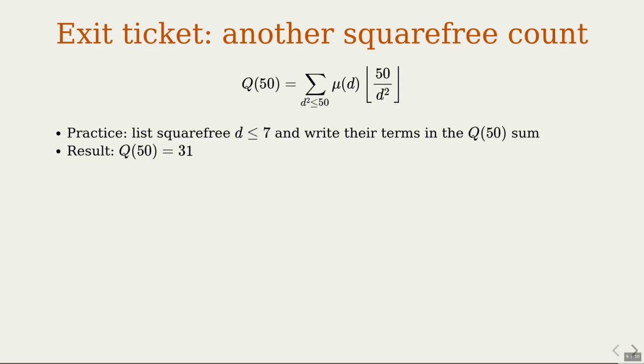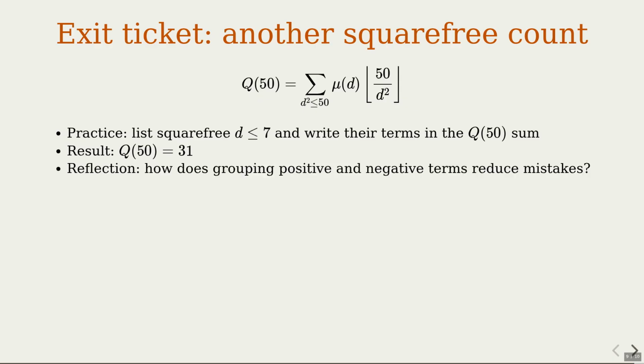and 50. When I group the positive and negative contributions separately, even for Q of 50, it feels easier to add them and to see how cancellation is happening. Being fluent with this Möbius sum for Q of x prepares you to tackle much larger ranges and deeper questions about how squarefree numbers are distributed.